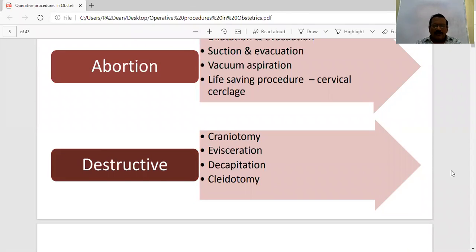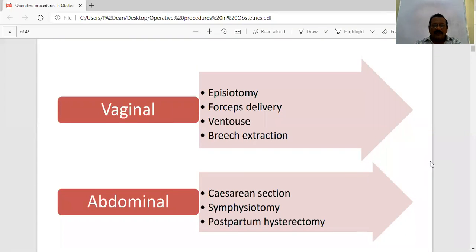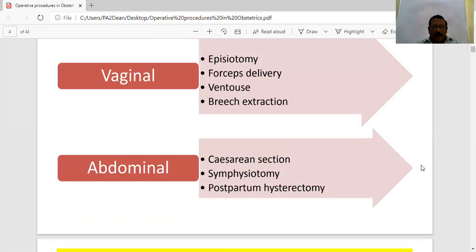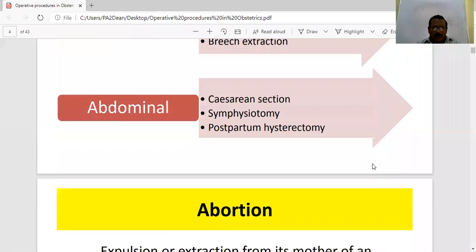Then coming to the destructive surgeries, like craniotomy, evisceration, decapitation and cleidotomy, are the destructive surgeries in obstetrics. Then the vaginal procedures, episiotomy, forceps delivery, ventouse and breech extraction, are confined to the vagina. And coming to the abdominal procedures, cesarean section, symphysiotomy and postpartum hysterectomy. These are the various procedures which require surgery in obstetrics.